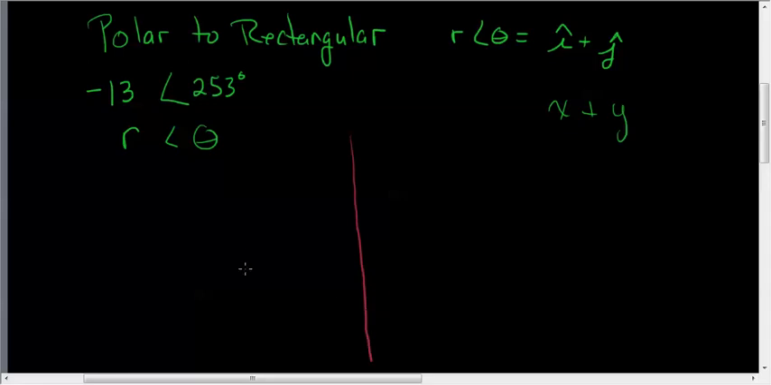Where is that? Okay, so we're going to turn to an angle of 253. Well, that's not quite 270, right? It's looking this direction. But we're going to walk backwards 13. So we're going to, whoops, sorry, I copied the problem wrong. Let's see. It's supposed to be negative 13 at negative 253. Negative 13 at negative 253. So let's try this again.